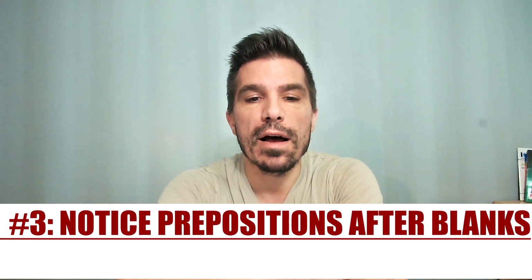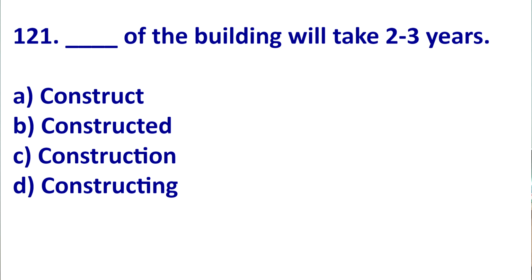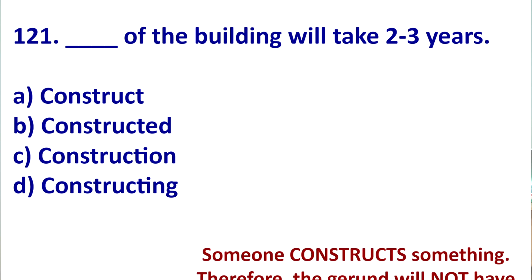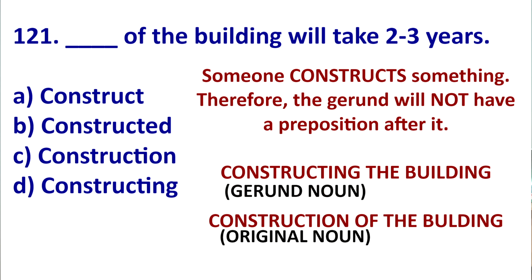Be aware of prepositions after the blanks. Let's look at some examples. So we look at number 1 and it says blank of the building will take 2 to 3 years. Now we know it's not A or B because we need a noun before of. So a lot of people say, well, construction is a noun and constructing is a gerund noun. Which one should I use?